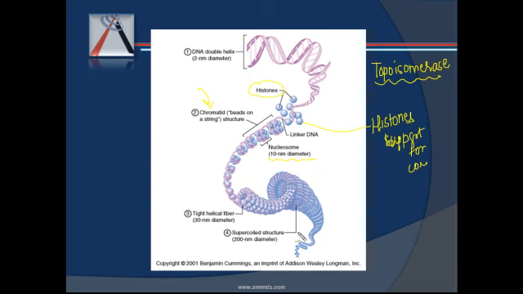So this was about the structure of DNA. And there's one more term that we need to understand. Whenever DNA is loosely packed, it is called euchromatin. So euchromatin is loose packing of DNA. But when it is densely packed, it is called heterochromatin.